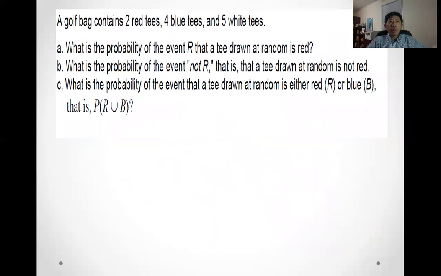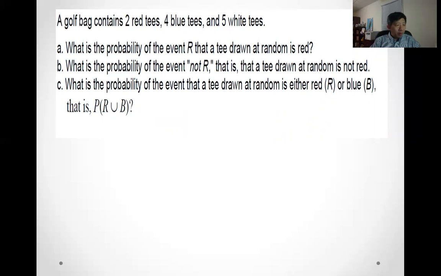All right, so now, next problem. A golf bag contains 2 red tees, 4 blue tees, and 5 white tees. What is the probability? Okay, now this time the question is different from last time. The last problem asked you what the event is. This one asks for probability, so you need to give the number. So what is the probability of the event R?